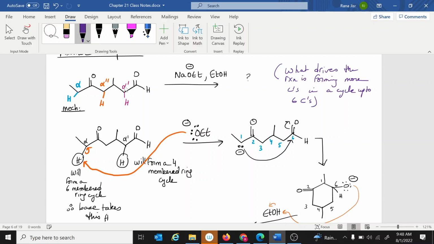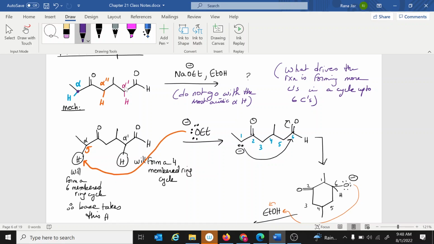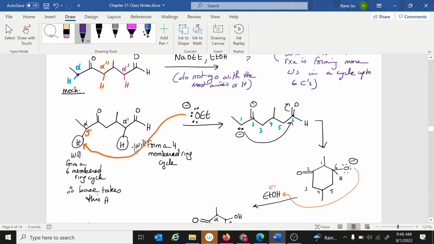You cannot form 7 carbon cycles. So let's go ahead and see over here. Do not go with the most acidic alpha hydrogen. See, if I went with the most acidic alpha hydrogen of the aldehyde, that will form a 4-membered ring. On the other hand, if I went with the less acidic alpha hydrogen of the ketone, then that is going to form a 6-membered ring. The 6-membered ring is more stable because it has less angle strain. And always our product should be the most stable product in there.